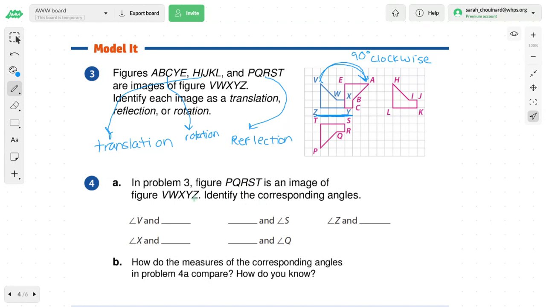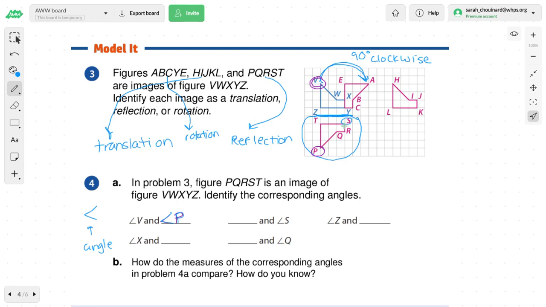Okay, so now they want us to identify corresponding angles, so matching vertices or corners. We're just using PQRST to decide this. So let's use purple. V, that little pointy corner right there, matches up or corresponds with angle P. By the way, this is the symbol for an angle, a new notation. So, angle. And we're just going to pretend this is in blue as well.